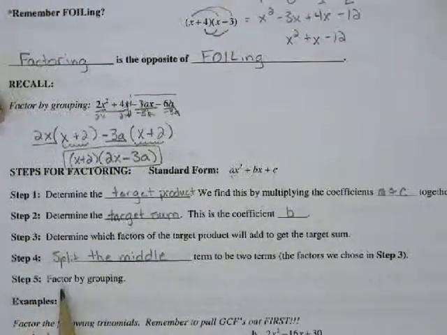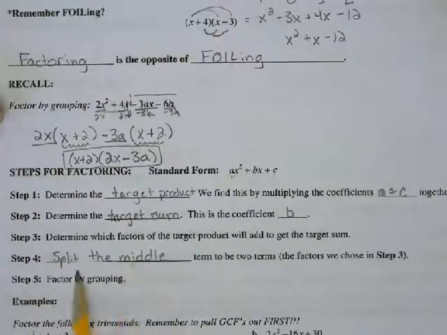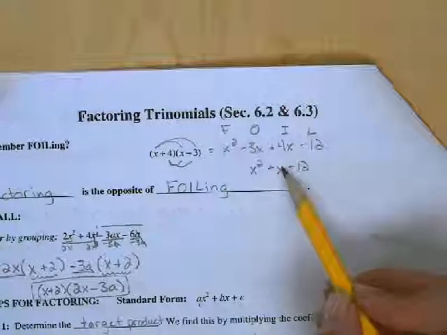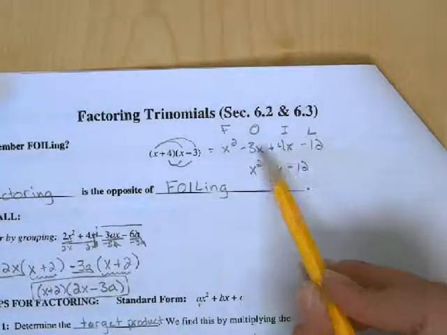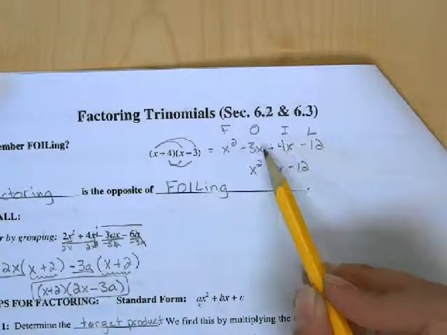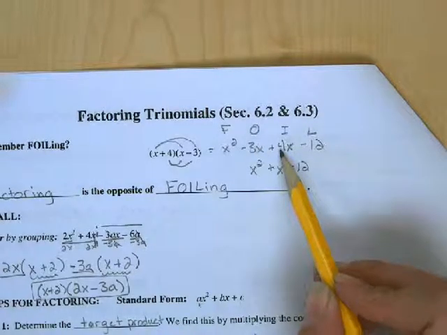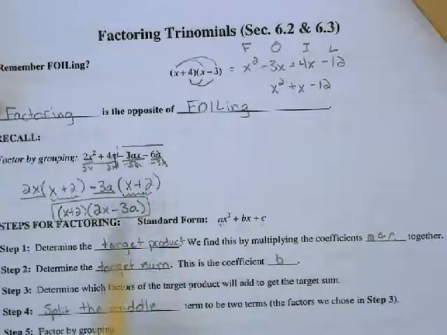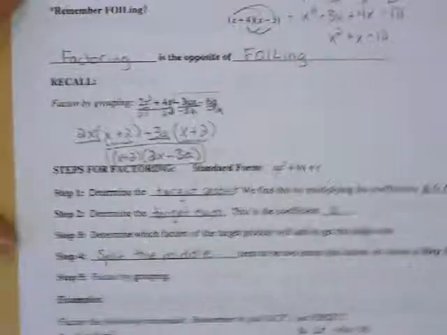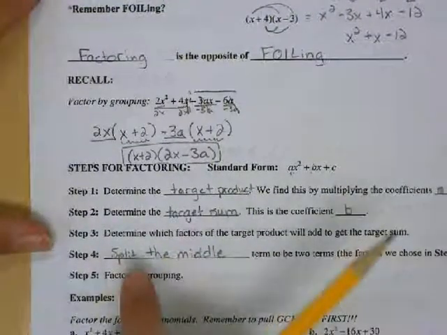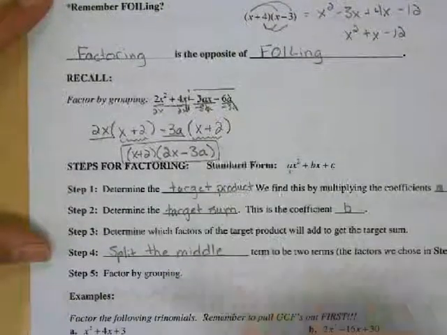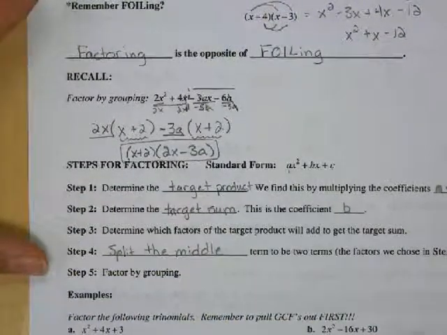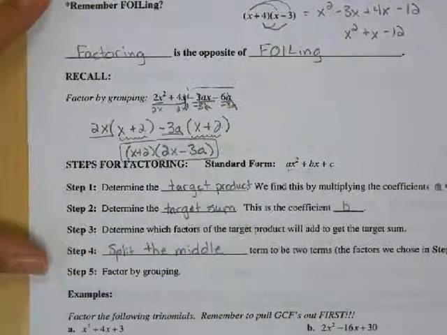Step 5, once I split that middle, okay, which is going to be this step essentially, I'm going to take this middle term, I'm going to split it back out, okay, so that I have two new middle terms, and then I'm going to factor by grouping. Okay, factor by grouping, which is this process right here. So that's our step-by-step. You can always refer back to these steps. Okay, if you find yourself getting stuck or saying, I don't know where to start, this tells you. Start with the target product. Start with the target sum.